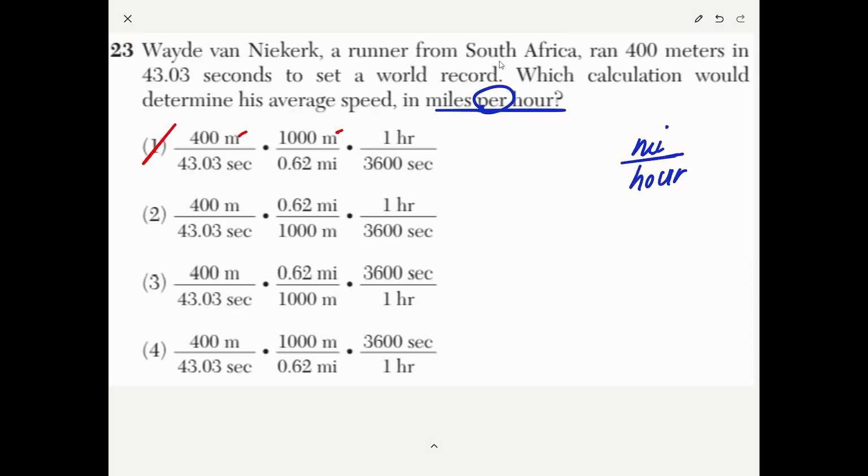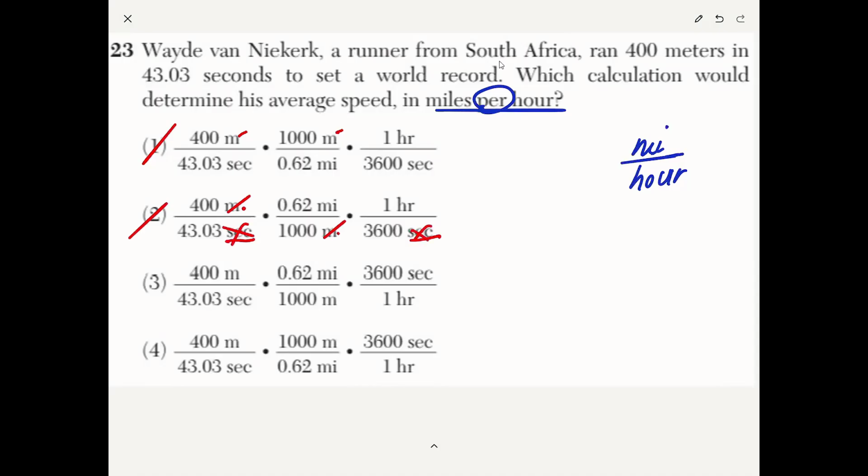So this one, we have meters on the top. We also have meters on the bottom, so we can cancel those out. We have a second on the bottom and we have another second on the bottom. So those aren't going to cancel out. So we're going to have seconds squared, and that's not what we want. So we can cancel that one out. These two don't work. All right, now let's look at the third one.